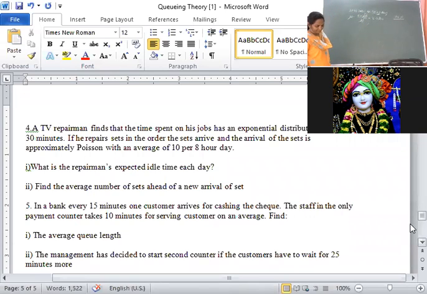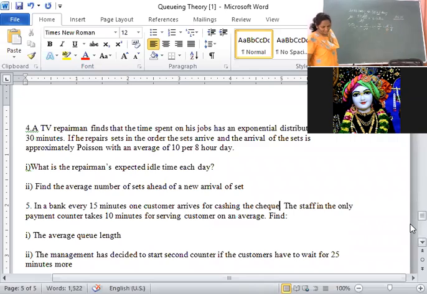Yes. Then what they asked, probability that the repairman is idle. What does it mean? That is rho naught. First bit is nothing but rho naught. You know the formula. What is rho naught's formula? 1 minus lambda upon mu. That is 1 minus 10 upon 16, 6 upon 16. You can keep 6 upon 16, it's okay. Otherwise, 2 3s are 6, 2 8s are 16, so 3 upon 8.